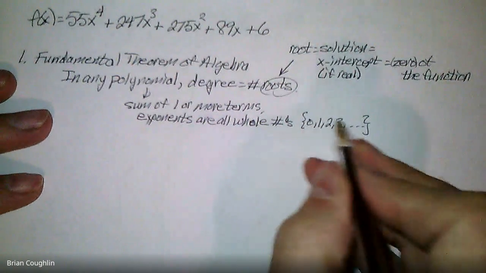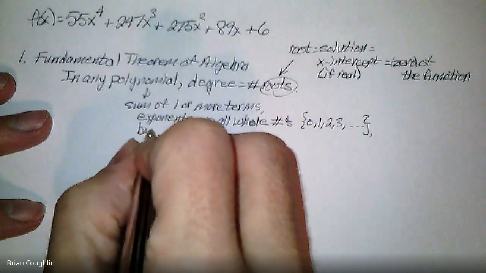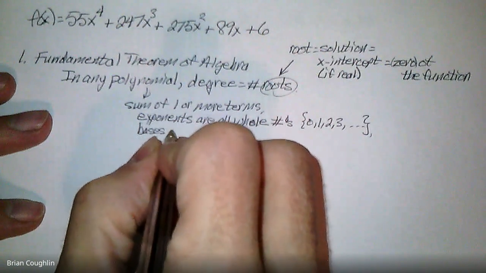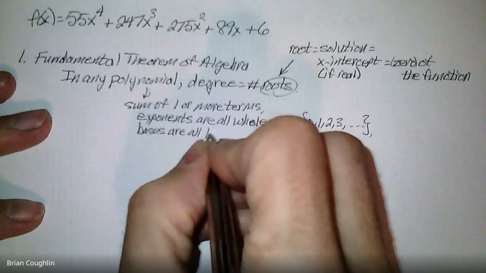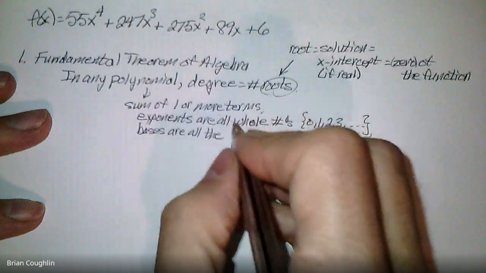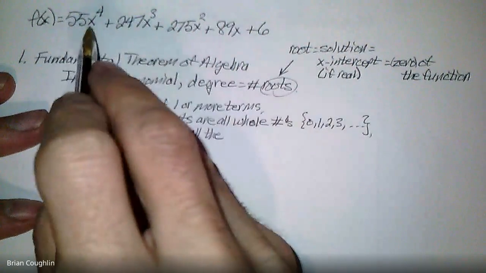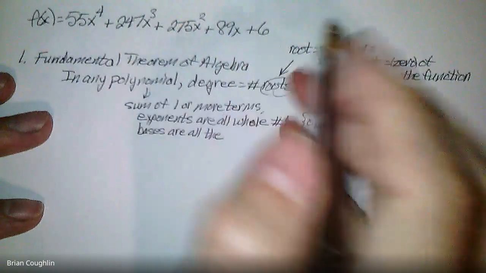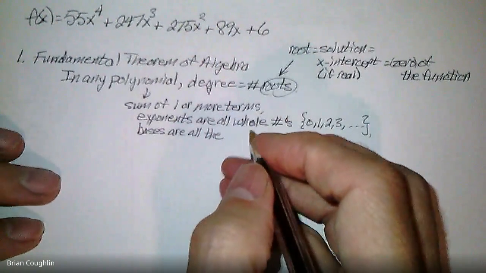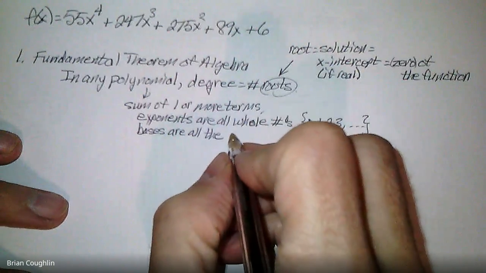So the exponents all have to be whole numbers, and the bases are all the same. So if you're using x as the variable for the base, you got to use it all the way through. Like if I had x to the 4th plus something y to the 3rd, I wouldn't count that as a regular polynomial. So we wouldn't be able to play with it. Okay. So bases are all the same.